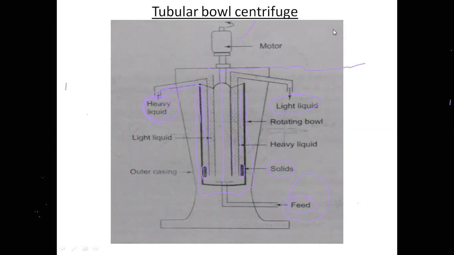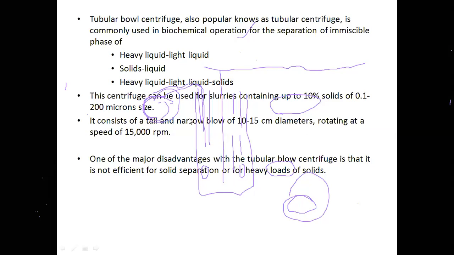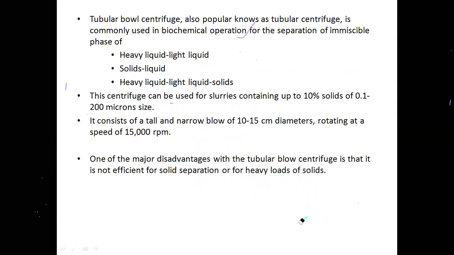You can also see some other points. We can operate with a speed of 15,000 RPM. We already discussed that 10%. The size is also mentioned. And another major disadvantage is that it's not efficient to separate solid particles with high concentration. So that is the main disadvantage with the tubular bowl.